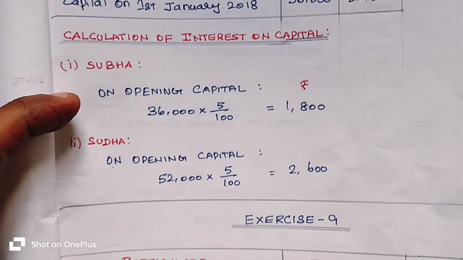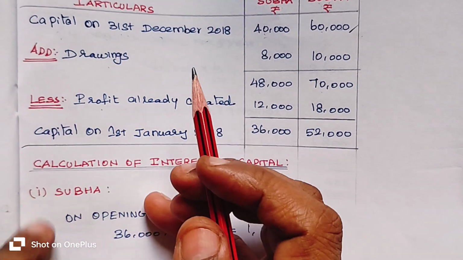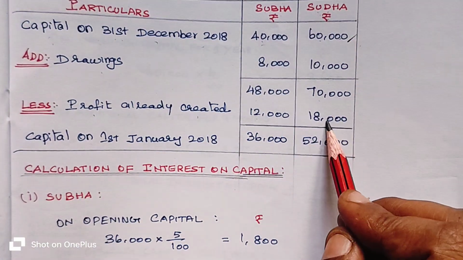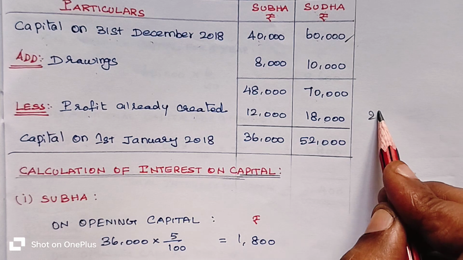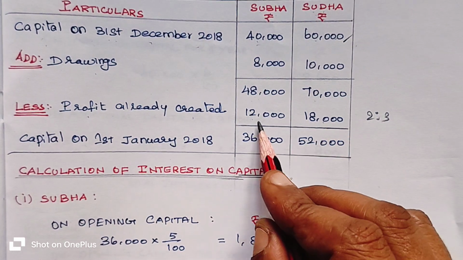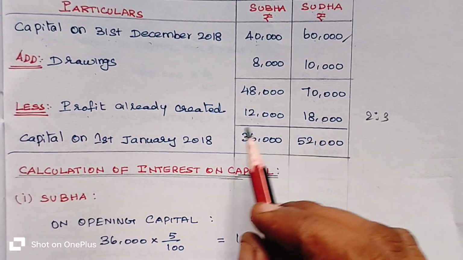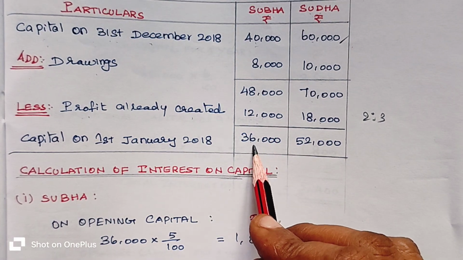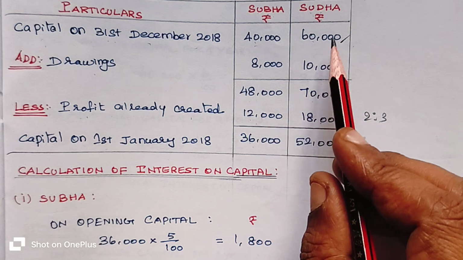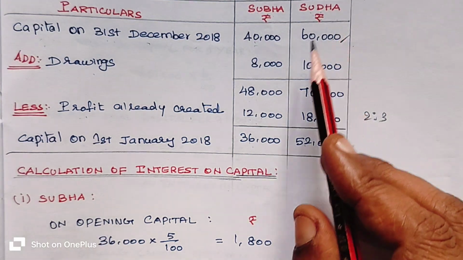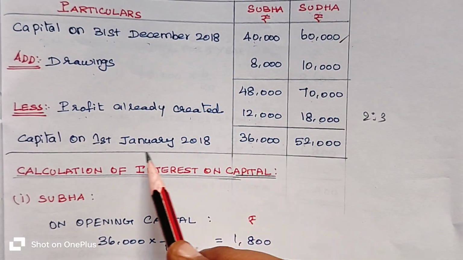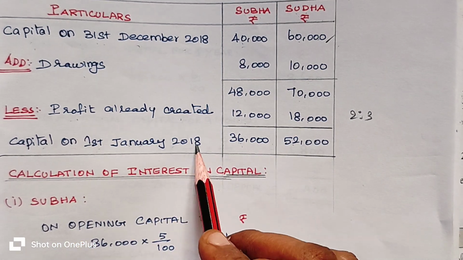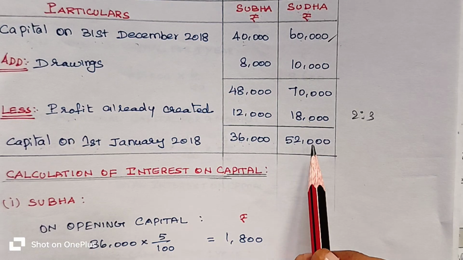Listen, we have to subtract profit: Subha's profit 12,000 and Sudha's profit 18,000, which we got in the 2:3 ratio. Now we have to subtract it. After subtracting, you will get 36,000 for Subha's opening capital and 52,000 for Sudha's opening capital. Against this amount, we enter capital as on 1st January 2018. This is the opening capital for Subha and Sudha.